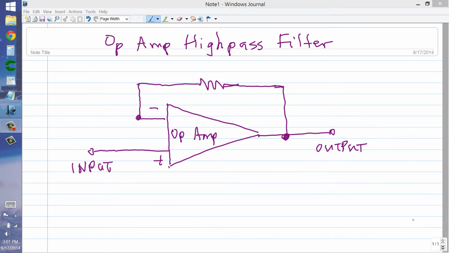Stan Gibilisco here to talk about the design for an op-amp high-pass filter. Probably you would want to use such a thing at audio frequencies.